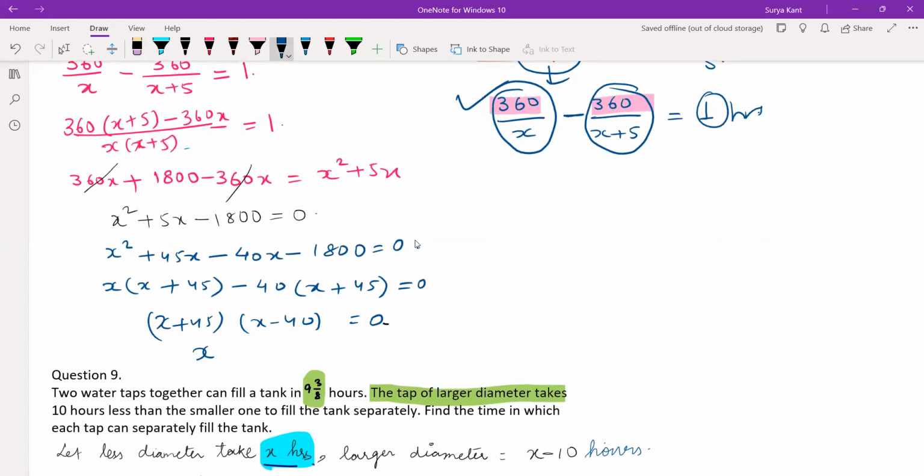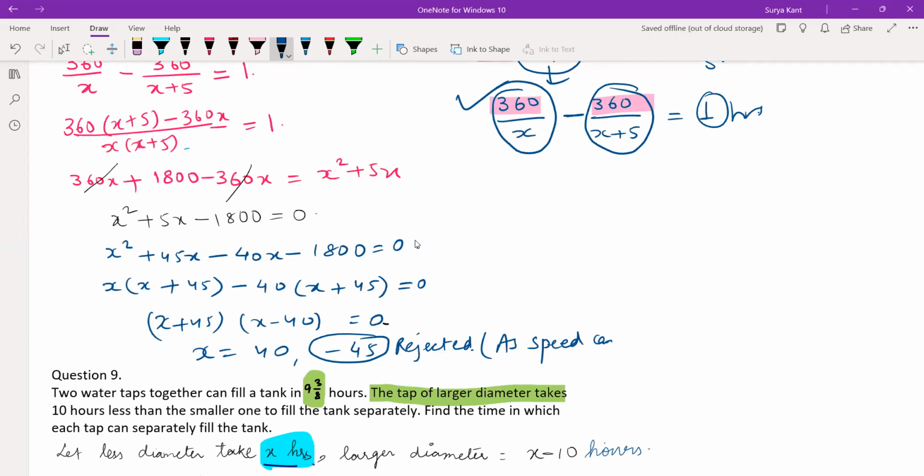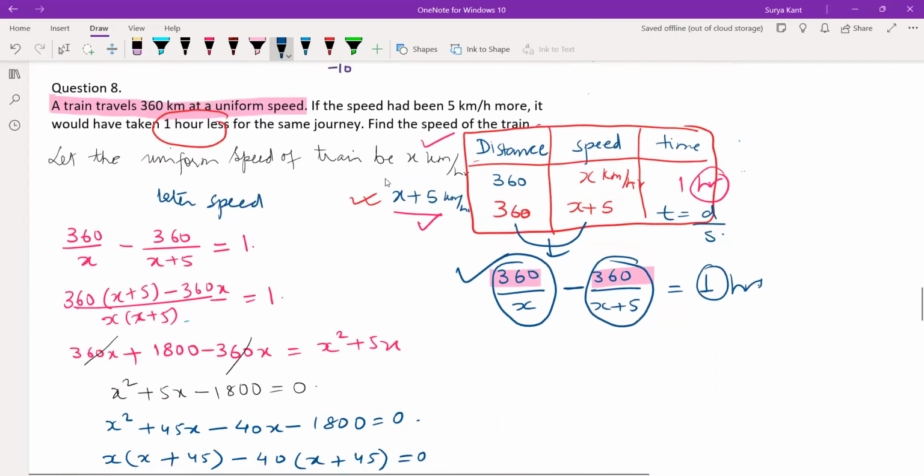So what is the value of x? x is equal to 40 and minus 45. When you write this in the exam, write clearly that this is rejected. Why is this rejected? As speed cannot be negative. So x is 40. In the question, what they have asked is to find the speed of the train. So simple. The uniform speed of the train was x, so x is 40. That's all. Now we do the next question.